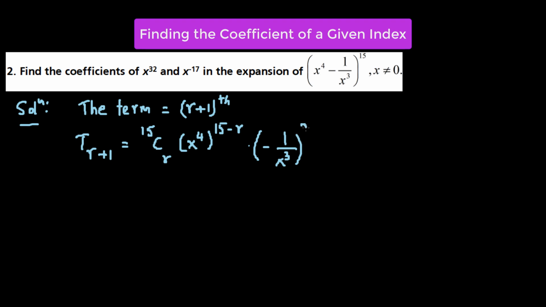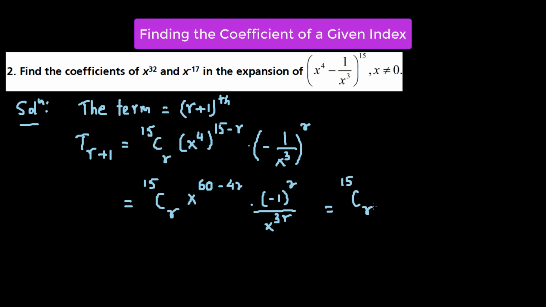That's raised to the power of r. So this is equal to 15Cr, x raised to the power of (4 times 15 is 60) minus 4r, times (-1) raised to the power of r, divided by x raised to the power of twice r, which will be equal to 15Cr, x raised to the power of 60 minus 4r minus 3r. So we'll write it down.